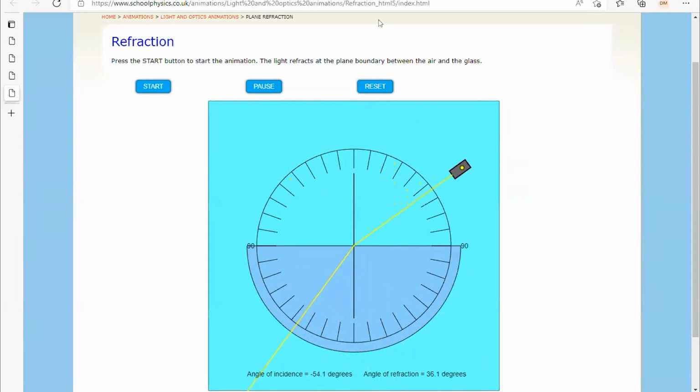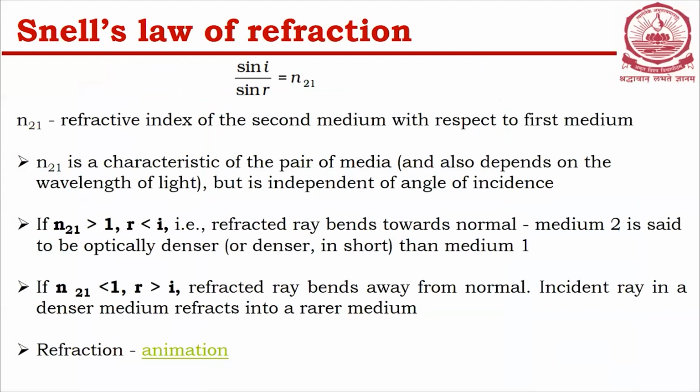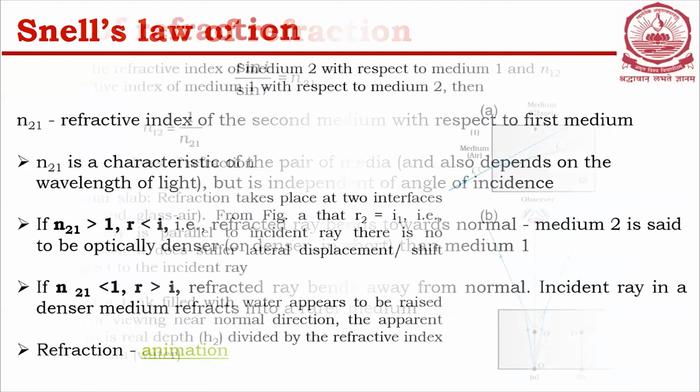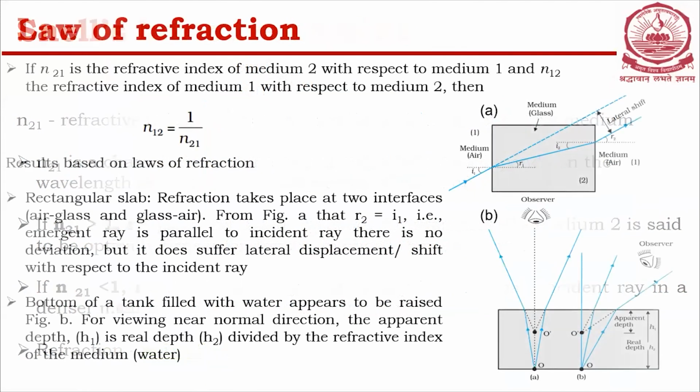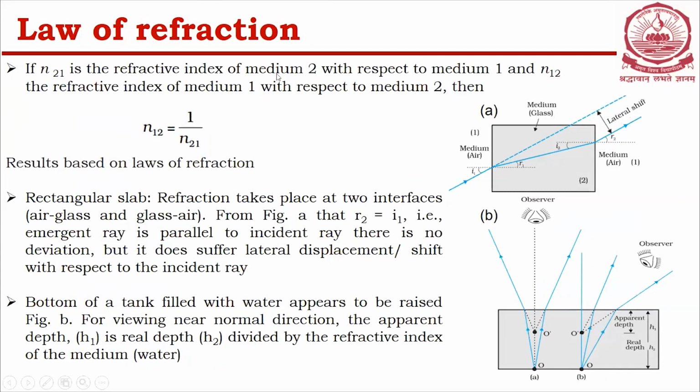So we'll go back to the presentation again. The law of refraction: N21 is the refractive index of medium 2 with respect to medium 1, and N12 is the refractive index of medium 1 with respect to medium 2. N12 is equal to 1 over N21. This is the way you can connect them.